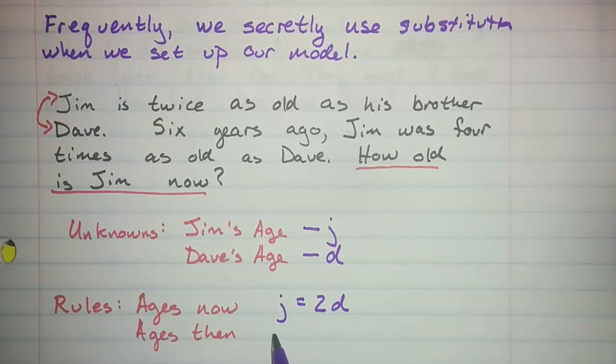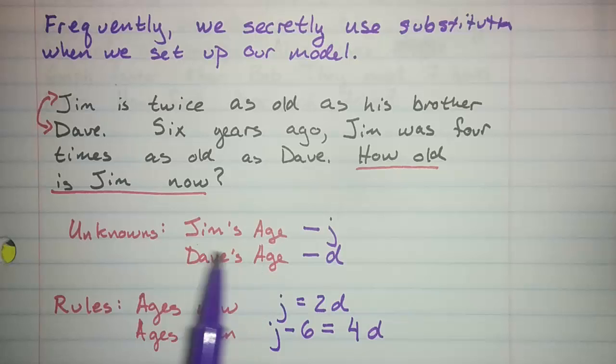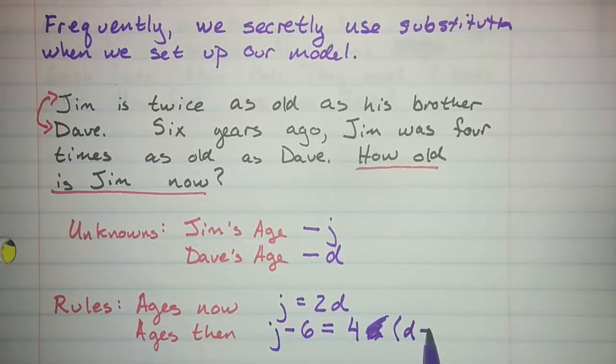He would have been J minus 6 years old. Jim's age then was 4 times, was it 4 times D? No, people age at the same rate. It was 4 times Dave's age then. Dave's age 6 years ago was D minus 6.